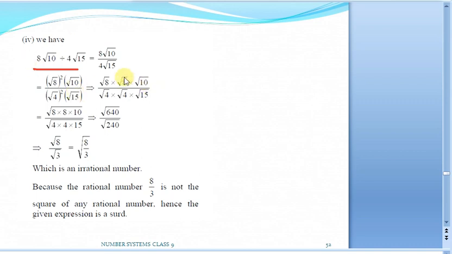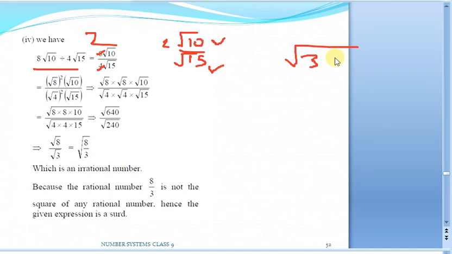Just don't look at the solution. Now here 8 root 10 is there, 4 root 15 is there. This 4 will go 2 times, so keep it as 2. Now we are left with root 10 by root 15. If you prime factorize the 10 inside, it will be 2 into 5. There is no other way of writing it. So can I say this root 10 is irrational? Root 15 also. So 15 I can write as square root of 3 into 5.